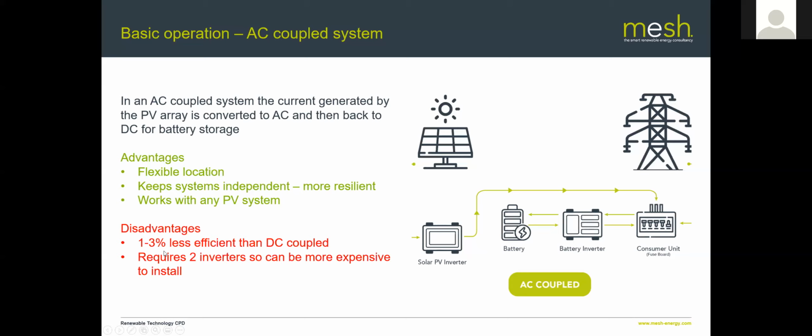The downside is that it's a little bit more expensive in terms of efficiency because you're converting from DC to AC and then back to DC again. You get about a 1 to 3% efficiency drop. And then you also require 2 inverters, so the cost of installation can be a little bit higher. I'd caveat that with the DC coupled inverters we're about to see tend to be a bit more expensive, so the cost per inverter is a bit higher.